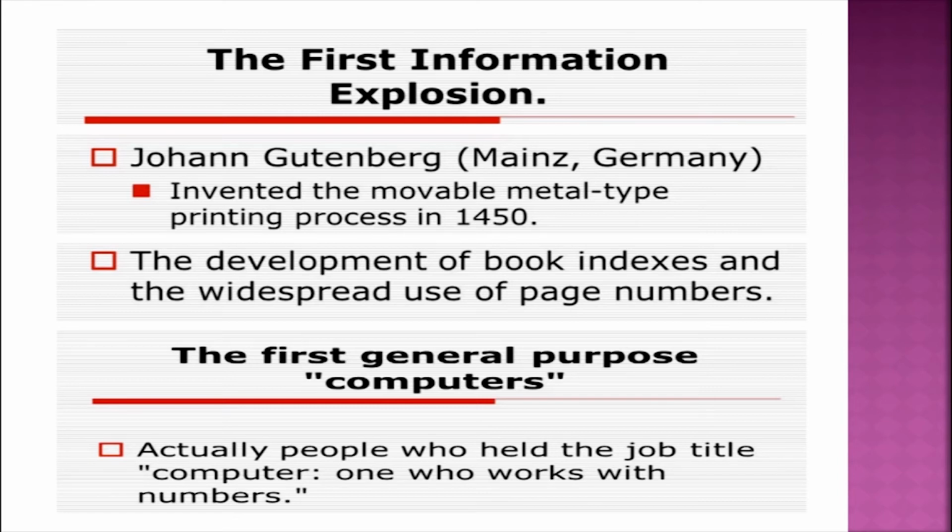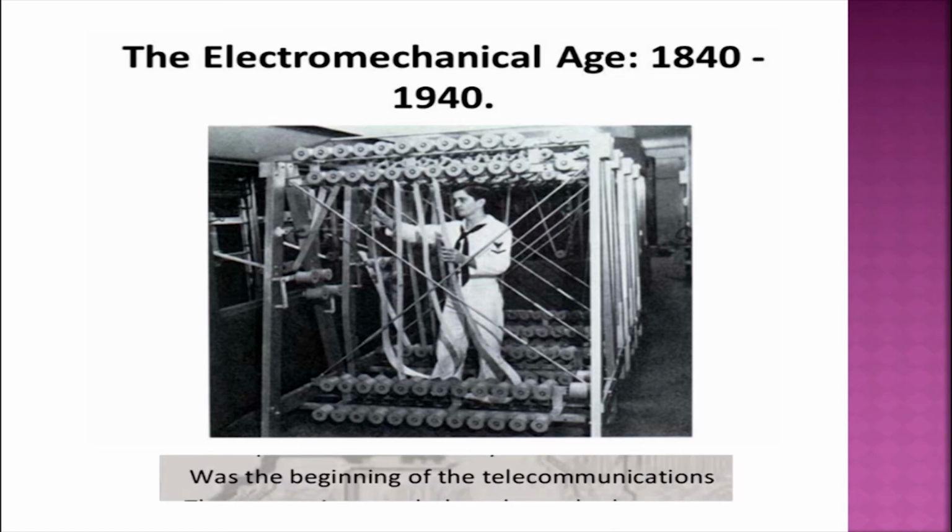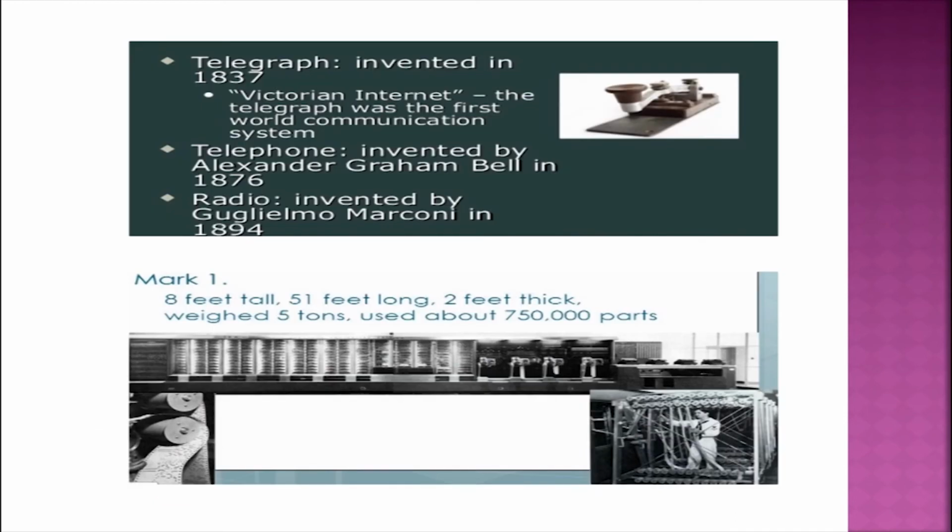The third age was the electromechanical age. This resembles our modern-day technology. It can be defined as the time between 1840 and 1940 AD. Beginnings of telecommunications started in this period. The telegraph was created in the early 1800s. Morse code was created by Samuel Morse in 1835. The telephone was created by Alexander Graham Bell in 1876.